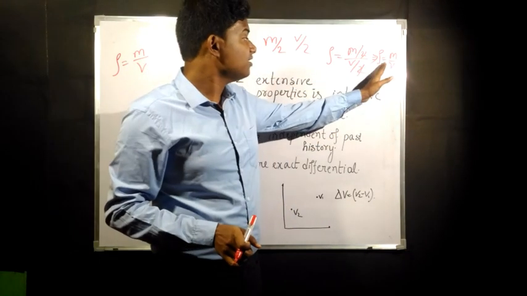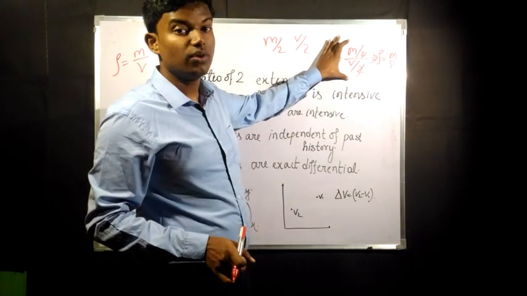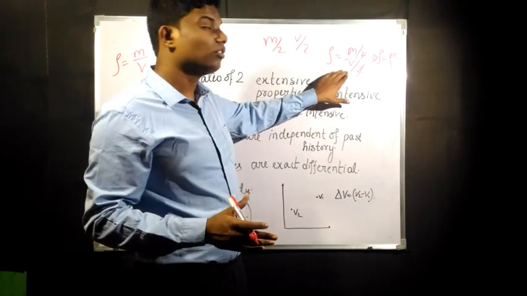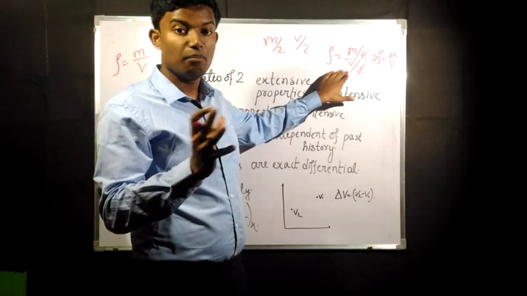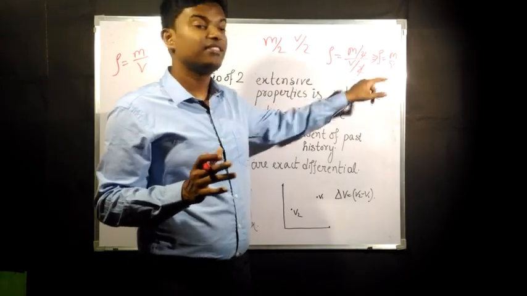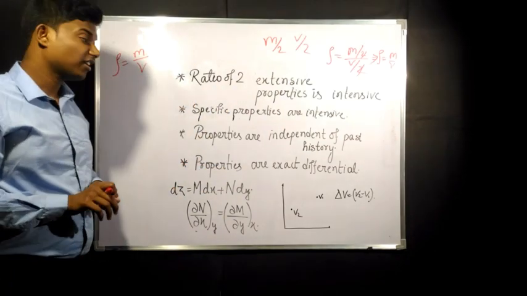Now to get this intensive property, we have taken the ratio of two extensive properties. Mass is an extensive property which depends on the size or mass. Volume is also an extensive property which depends on the mass or size. Okay, now if you take the ratio of these two, we are getting an intensive property. So this is what the first point says.